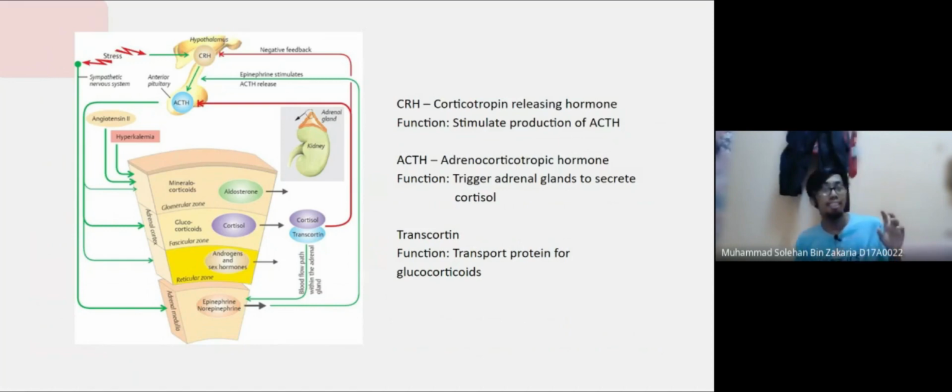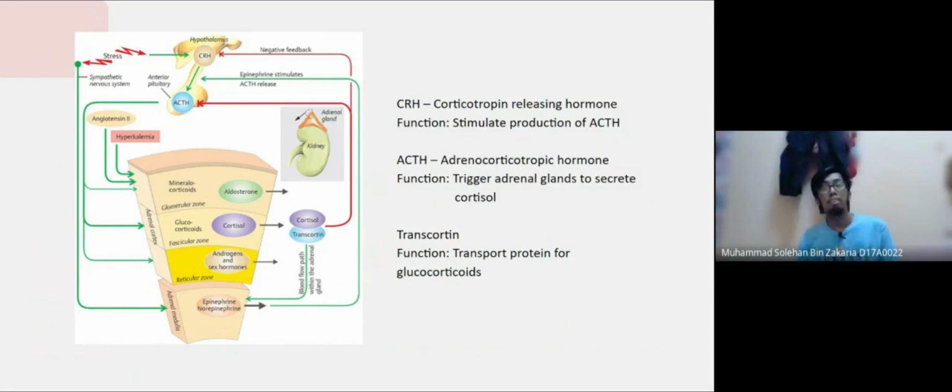On the other hand, the presence of angiotensin 2 and also hypokalemia can also lead to a stimulation of production of mineralocorticoids. At the same time, stress can also affect the adrenal medulla, which causes an increase in the production of epinephrine and also norepinephrine. So, cortisol, with the aid of transcortin, would then stimulate the adrenal medulla to also secrete more epinephrine and also norepinephrine.